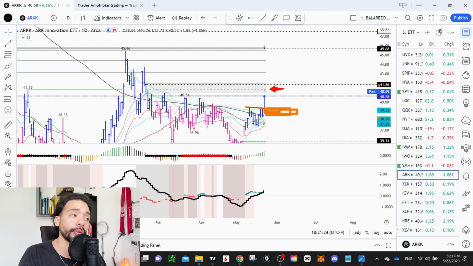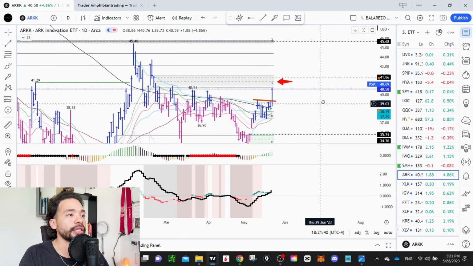But I'm thinking that probably we're going to retest this level right here, and that's going to be an amazing opportunity. And remember, we might see a little bit more strength coming into that gap at 41.86. But if we happen to see that, remember that this is a very strong level of supply. So that's what I'm watching in ARK, and let me just take this out.